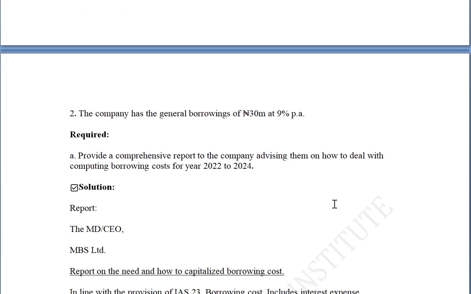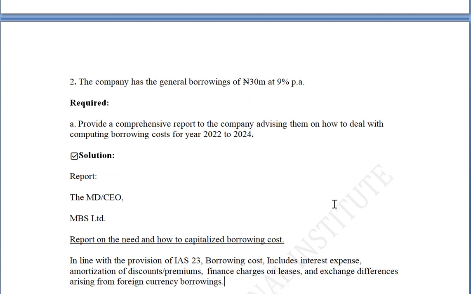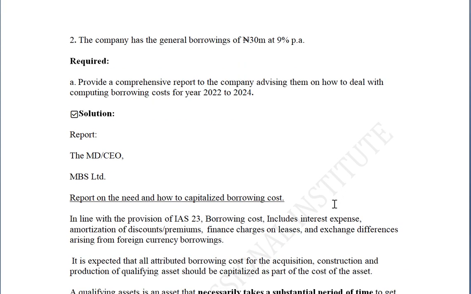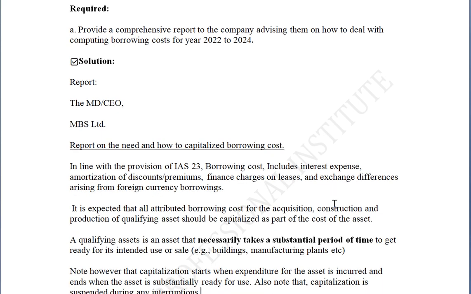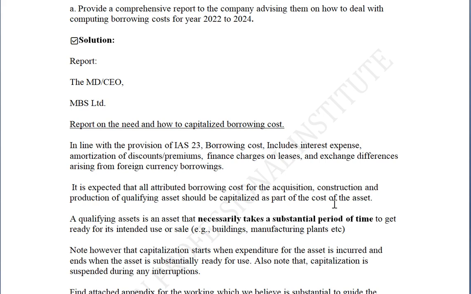The MBS Limited report on the need and how to capitalize borrowing costs. In line with the provision of IAS 23, borrowing costs include interest expense, amortization of discount or premium, finance lease charges, and exchange differences arising from foreign currency. I'm just trying to give an overview here, which is what is expected of you when you are writing a report. It is expected that all attributable borrowing costs for the acquisition, construction, or production of qualifying assets should be capitalized as part of the cost of the asset.